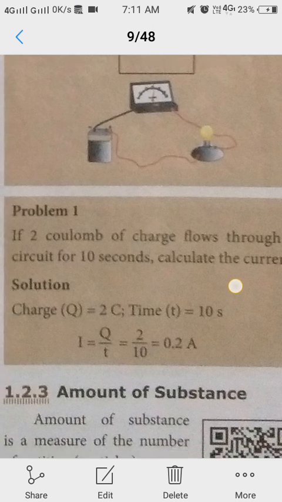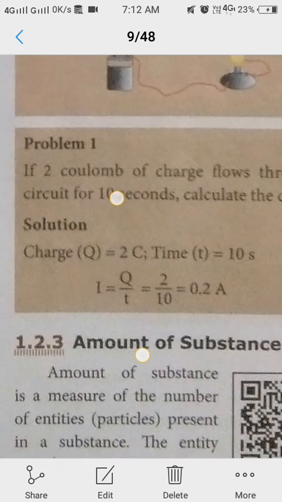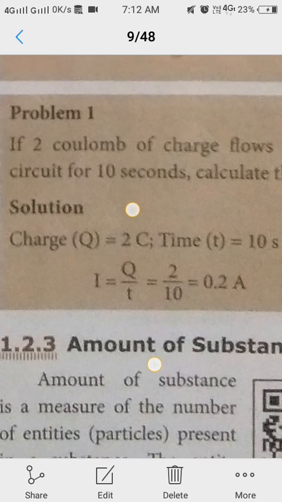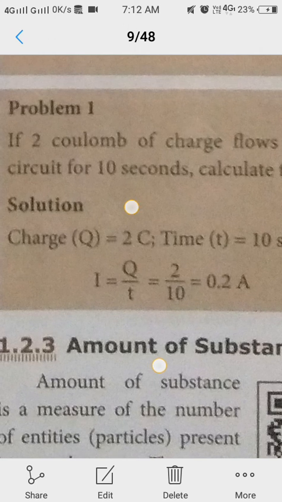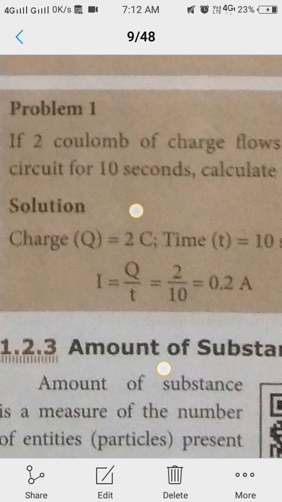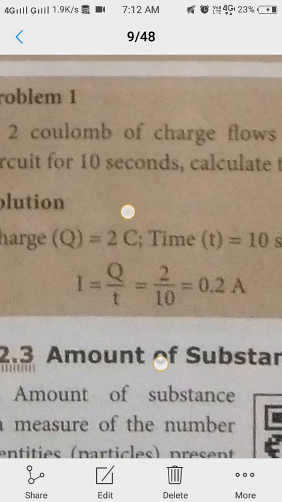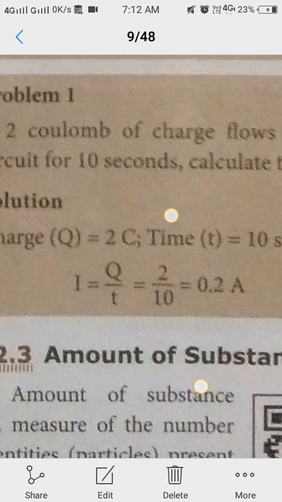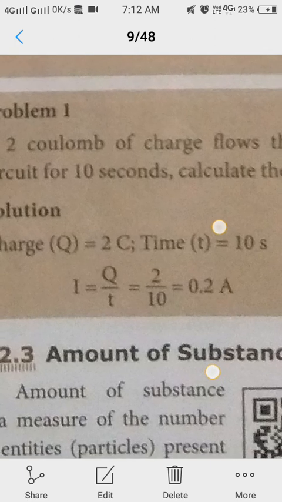So what's the formula for current? Current I = Q / T. What is Q? Charge. What is T? Time. So instead of Q we can substitute 2 and the time taken is 10 seconds. So I = Q / T = 2 / 10 = 0.2 ampere. Ampere is the unit of current.